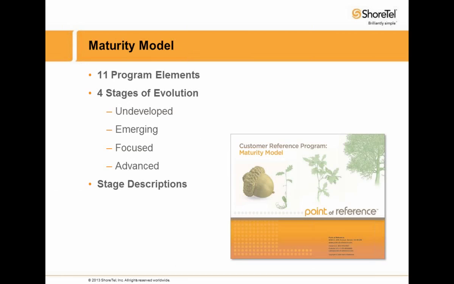Within each of those 11 areas, we've got 4 stages of evolution that we have labeled from undeveloped all the way through advanced. And because it really requires some description for each of those stages, what does this stage look like? What does focused look like in the case of managing upward? What does advanced look like in the case of managing upward? We put in a series of bullets that describe each of those stages.